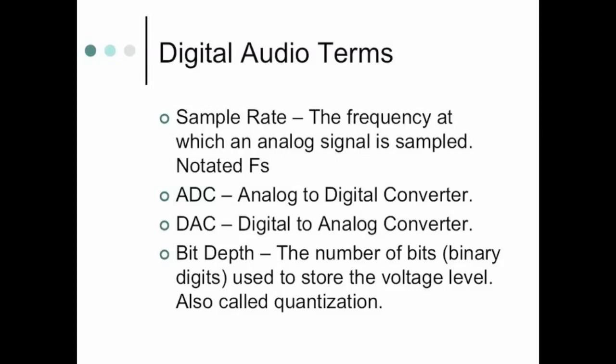Let's talk about digital recording. Sample rate is the frequency at which the analog signal is sampled. ADC is analog to digital converter. DAC, digital to analog converter. Bit depth is the number of bits or binary digits used to store the voltage and is called quantization.